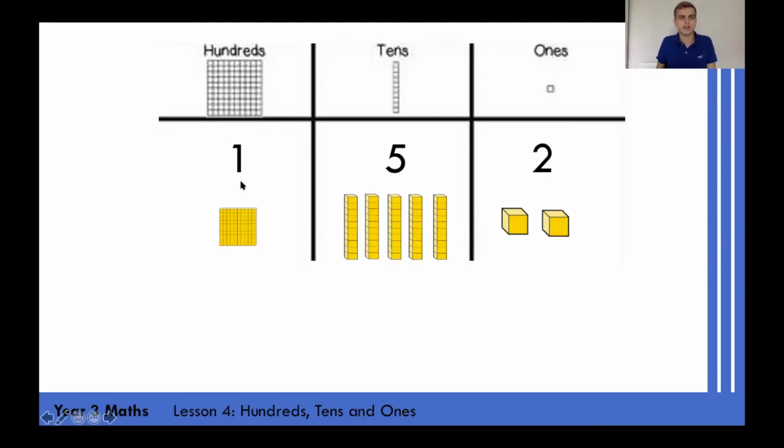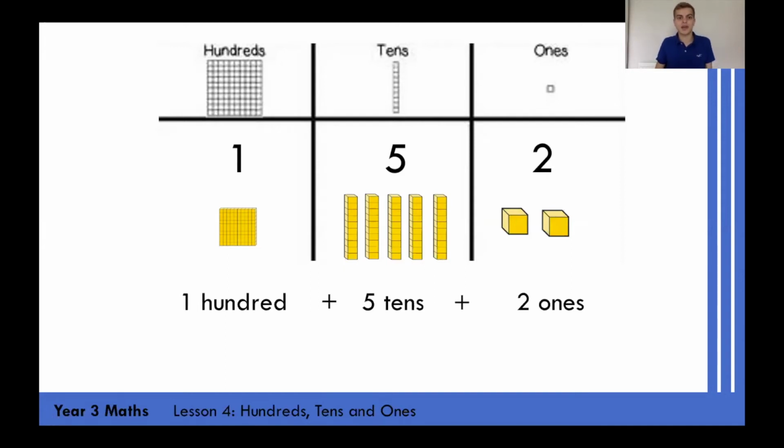So 1 lot of 100. Can I count in hundreds? 100. Oh yeah, it's just 100, isn't it? Fantastic. How many tens? Well, I can look at the digit here, which is the number 5, or 1, 2, 3, 4, 5. I have 5 tens. Got 5 lots of 10 here. And how many ones? 1, 2. 2 ones. Fantastic. So I can write it like that.